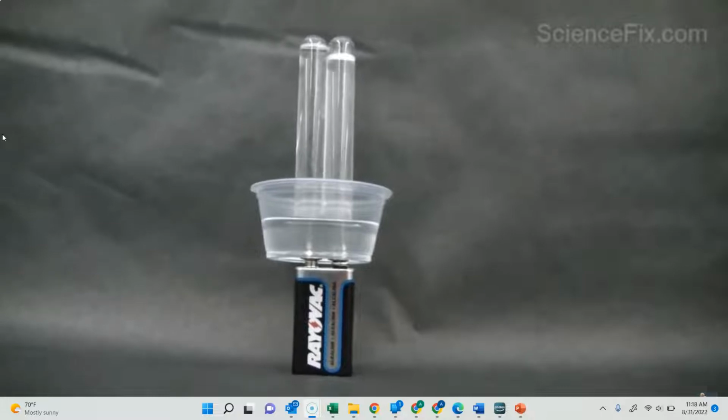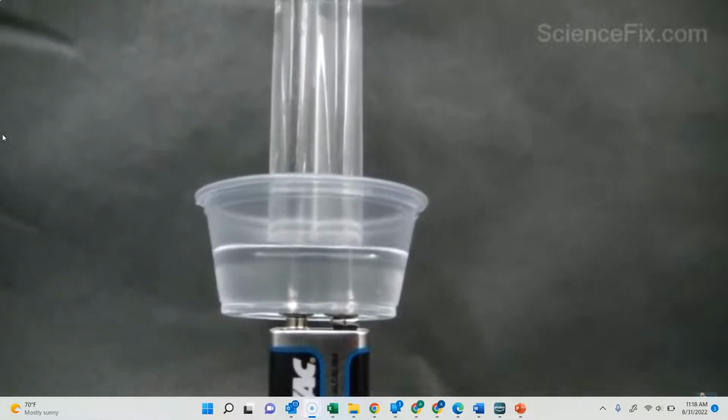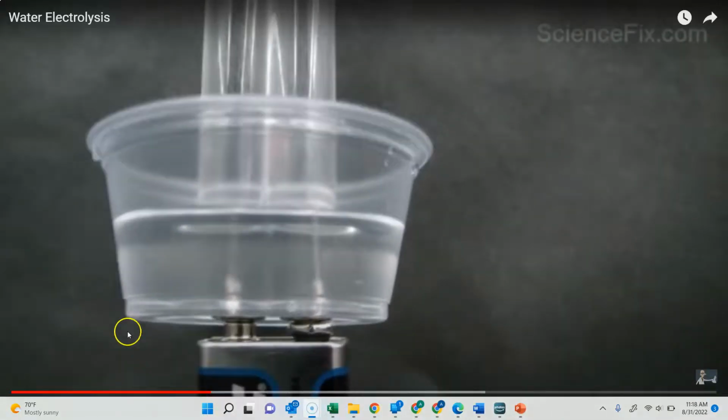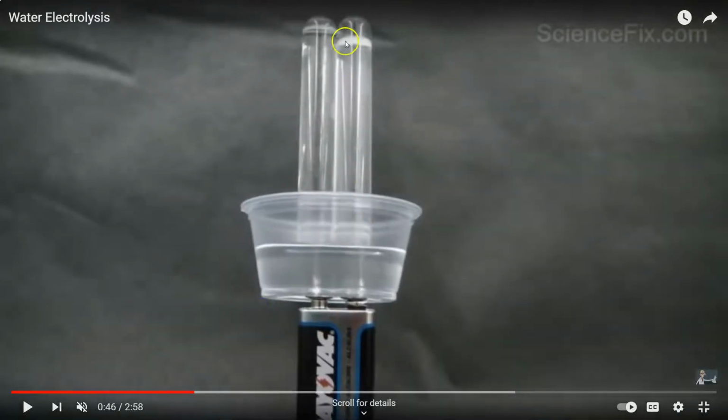And what's really cool is if you look closely, you see that the test tube on the right has about double the gas as the test tube on the left. Let me go back here. Notice how that right test tube has about twice as much gas as the one on the left. That's because hydrogen is on the right. We see that there's 2 volumes of hydrogen for every 1 volume of oxygen. And that's how scientists were early on able to determine that water has the formula H2O.